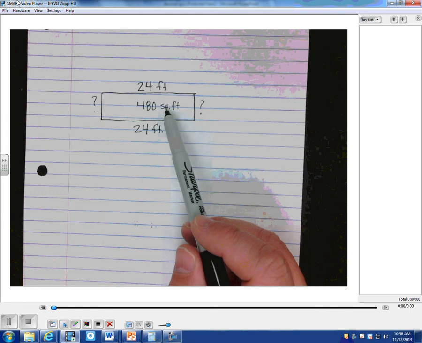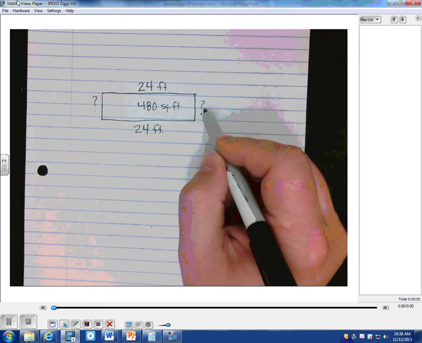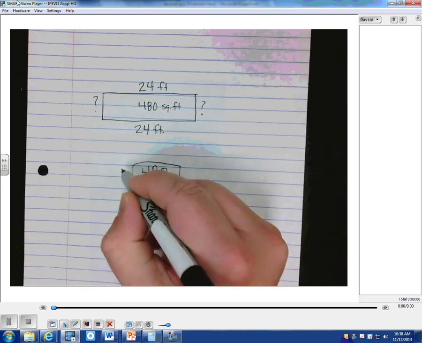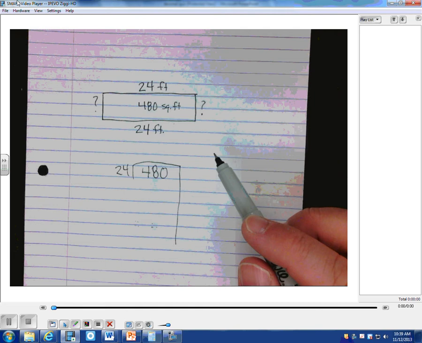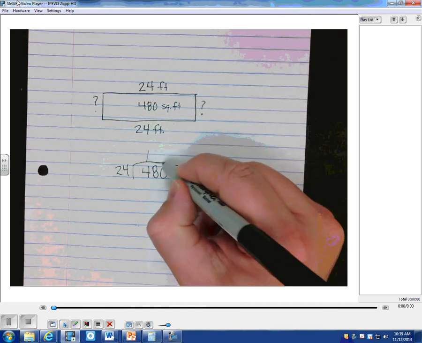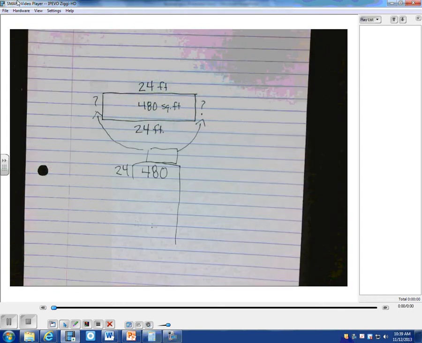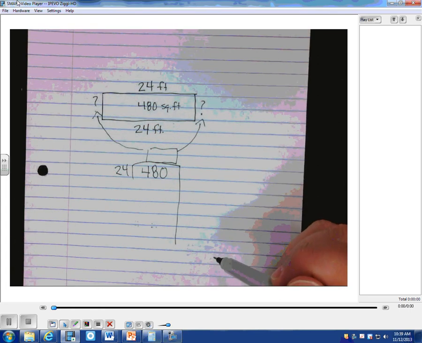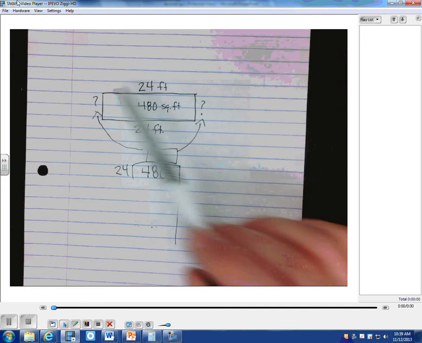Now, since they gave us the area already, and they gave us the width, what we do to determine what these sides are is we divide 480 by 24. Okay? Once you do that, you're going to get an answer that will be that side, and it will also be the same for that side. Okay? So, but you have to do the division part. Okay? So that's step 1 of this problem. Is we have to find these missing sides.